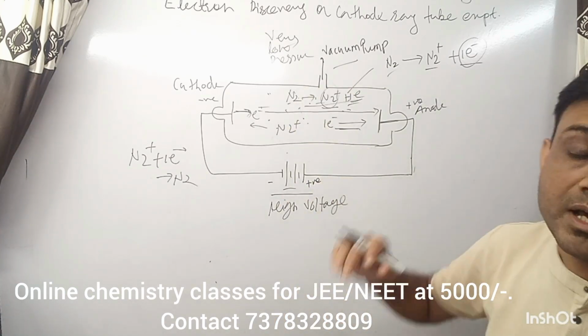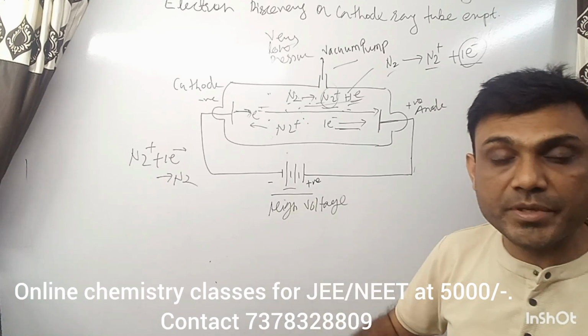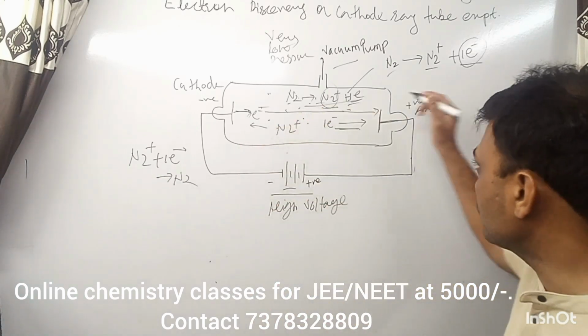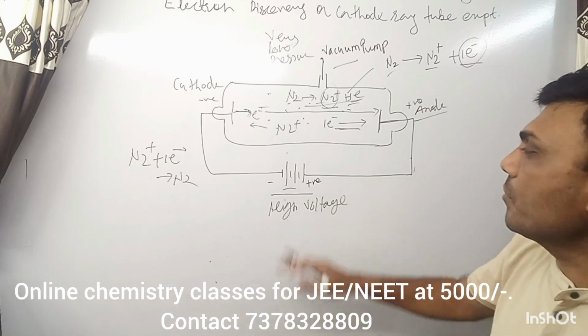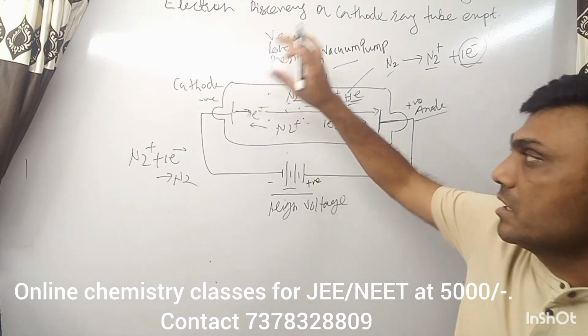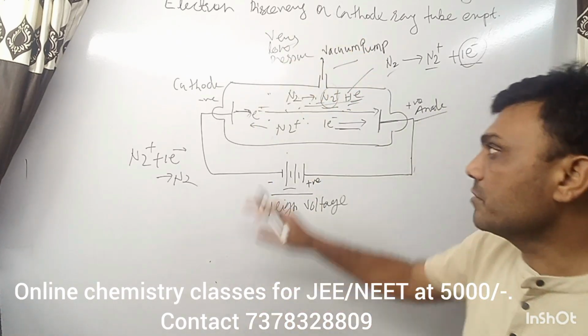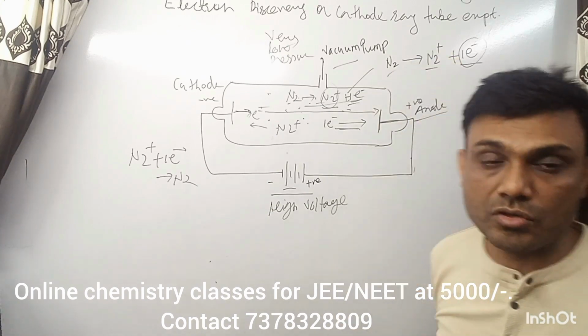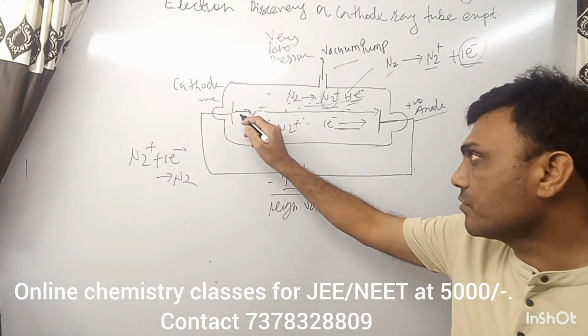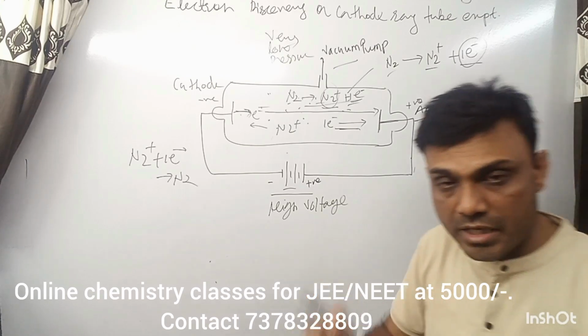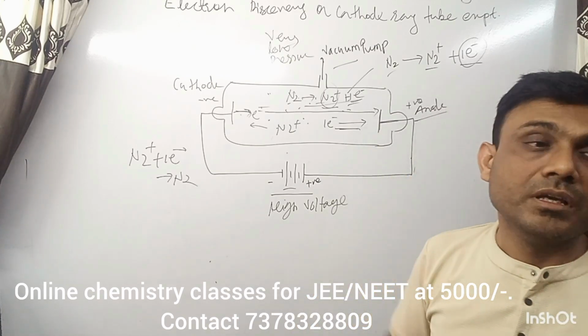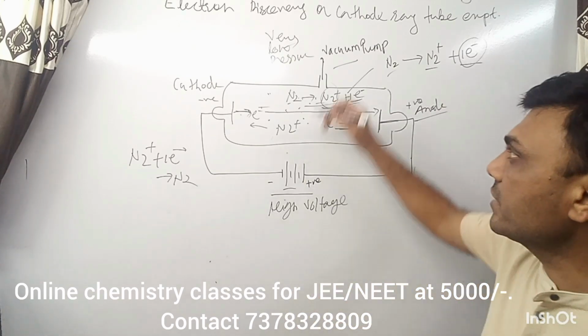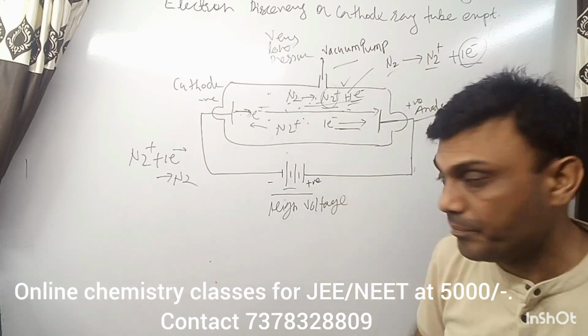So because of the high hindrance, when the pressure is high, the electron will not reach the anode and there is no flow of electricity. But when there is a very low pressure of the gas, that means there is a low hindrance of the electrons, and the electron can reach from cathode to anode very easily. That's why there is a discharge of electricity when there is a low pressure.